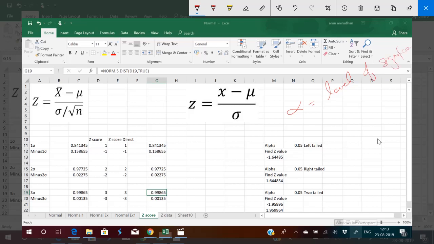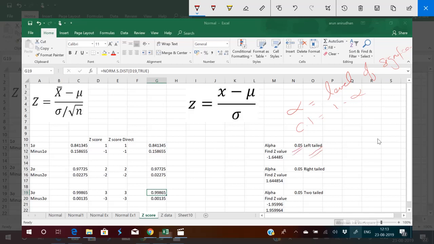So if you know the alpha value, you can get the confidence level. The confidence level will be 1 minus alpha. That means here it is 0.05, that is 5% alpha. So confidence level will be 95%. So here alpha is 0.05 and it is a left tail.